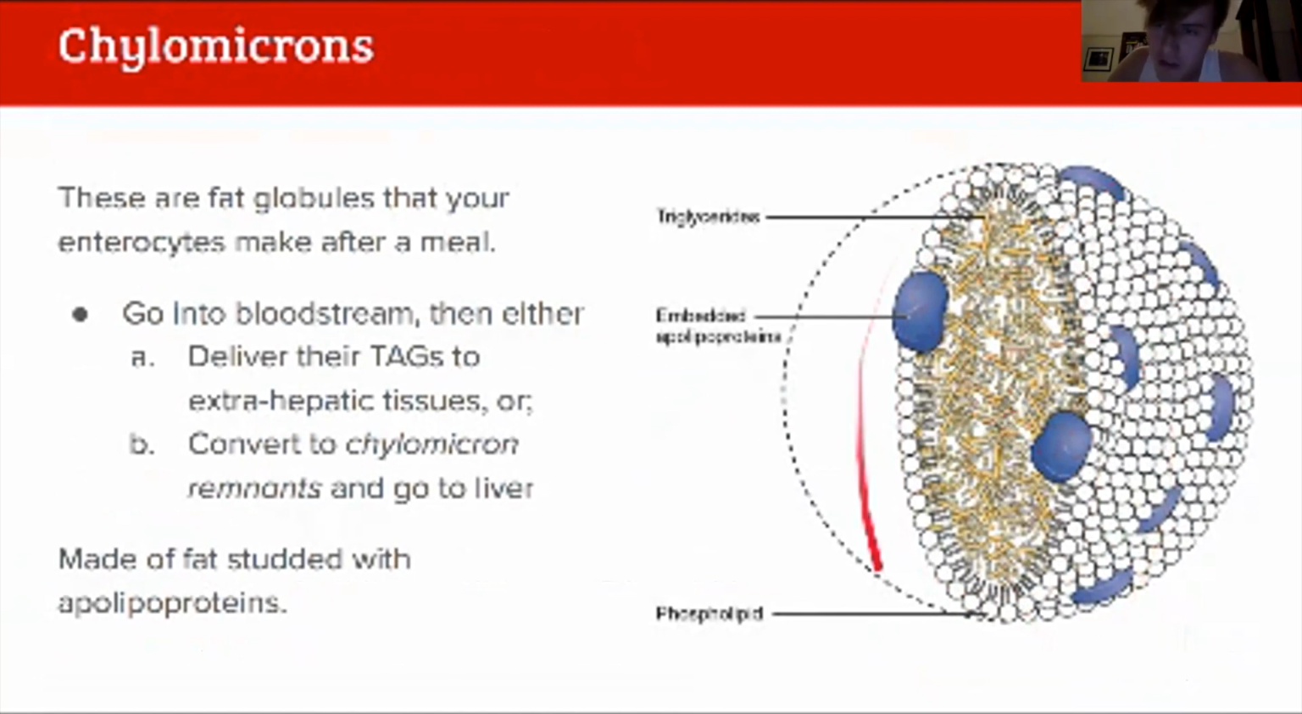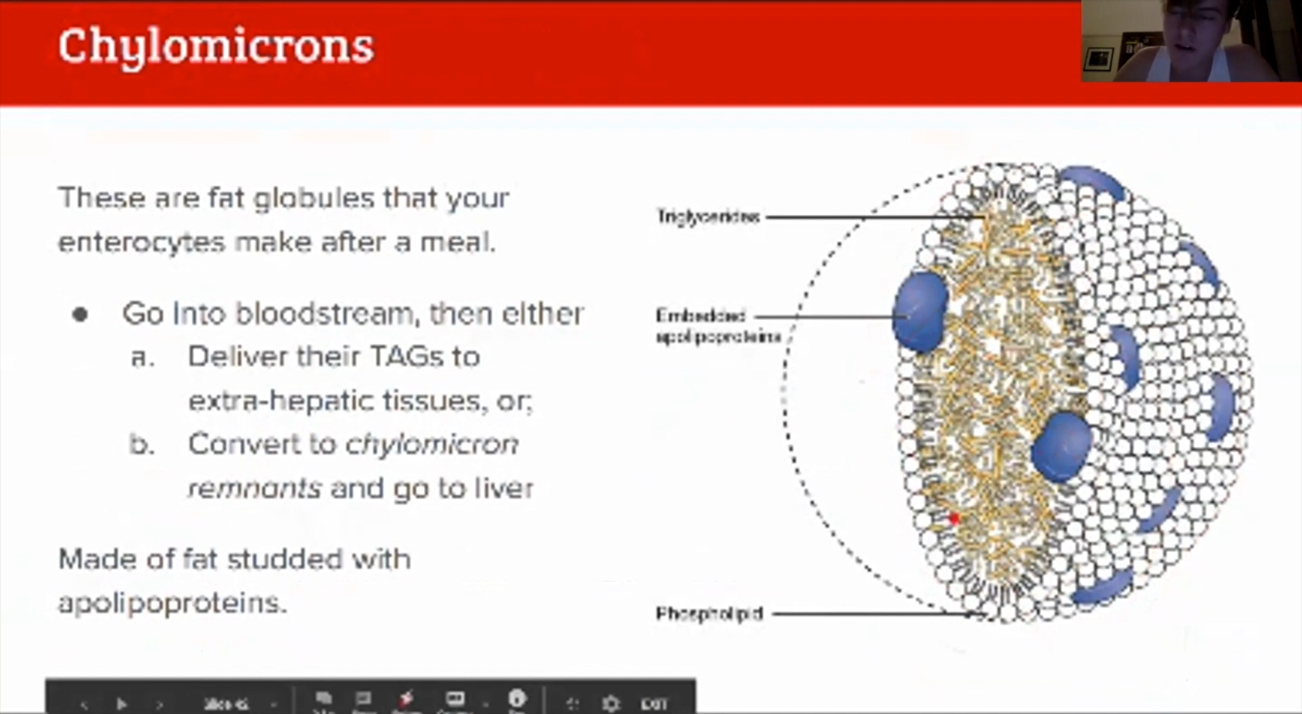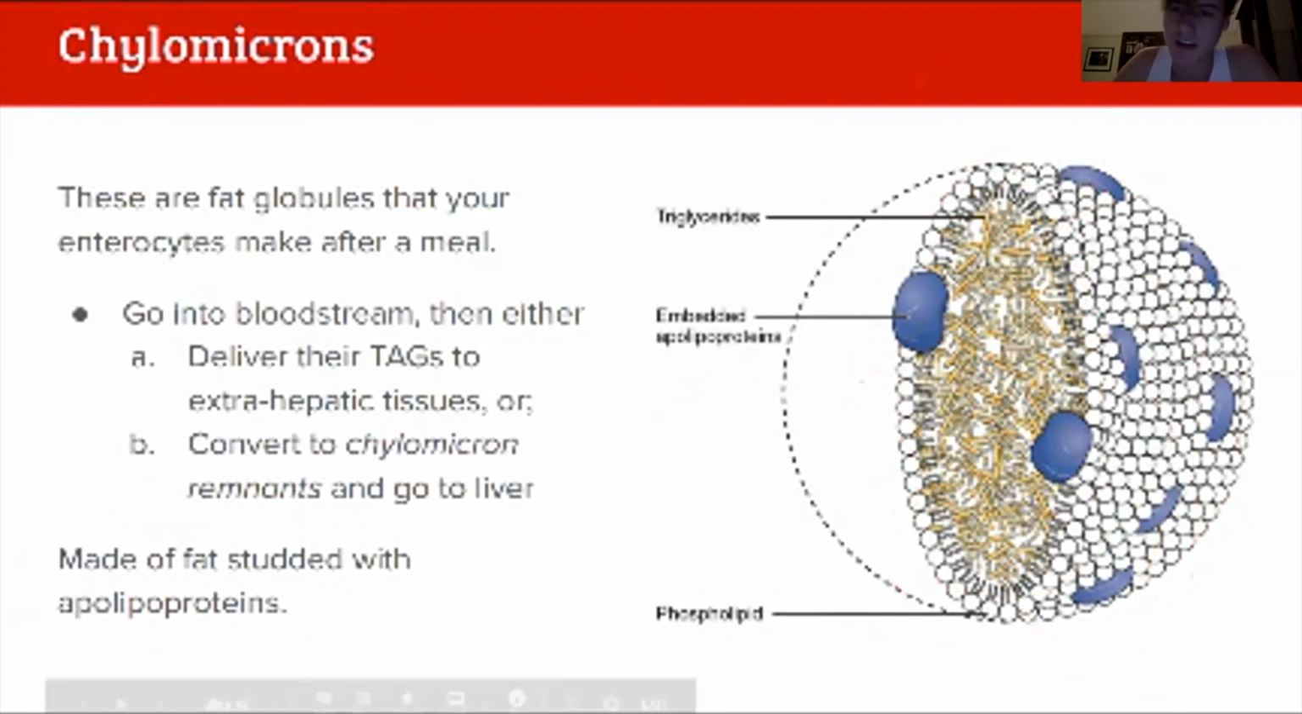Now, the whole thing together, we call it a lipoprotein, and there's a few different kinds of lipoproteins, and chylomicrons are just one kind. So we'll talk about that in a moment. Now let's talk about what these guys do. What they're doing is they're taking the tags, the triacylglycerides that you eat, and they're packaging them up into a nice ball and delivering them to the tissues that need tags, the tissues outside of your liver. So we call them extrahepatic tissues.